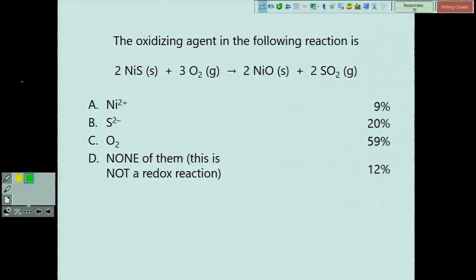It's a spectator ion because it's here and it's here, right? So nickel 2 is not involved in this transformation. The reaction is between sulfide and oxygen, right? So sulfide became oxidized, oxygen became reduced, right? Because it's the oxidizing agent. We can establish that in a moment.